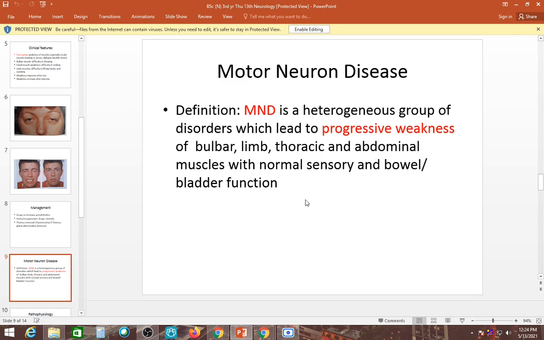So what is the difference from myasthenia gravis? Myasthenia gravis is fluctuating. It is there, it is not there. But motor neuron disease is progressive. It is there 24 hours, and it is going to progress. It is going to worsen day by day, month by month, year by year. The disease is going to progress. So that is the difference. Myasthenia gravis was fluctuating, up and down, up and down. But in motor neuron disease, the weakness will increase day by day, month by month, year by year. It is a progressive disease which will not come down.